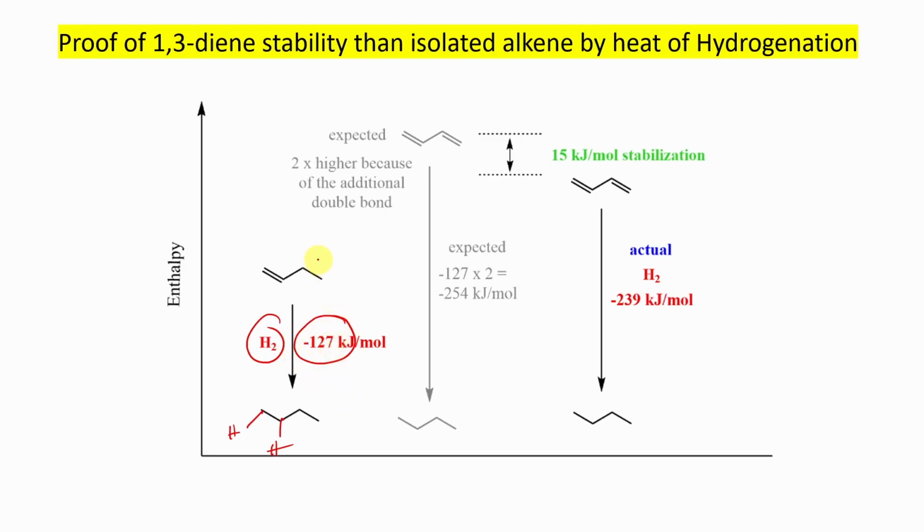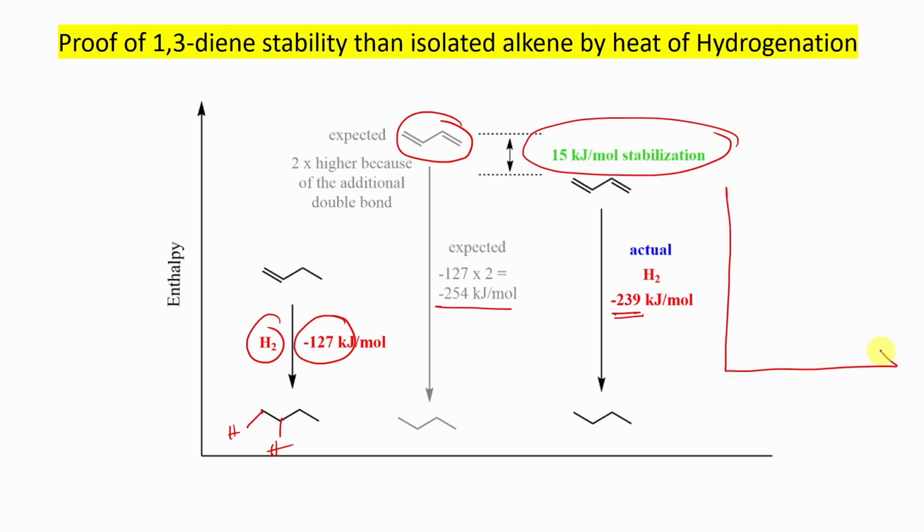So if you take butadiene, meaning just add one more double bond, what do you expect? Okay sir, 127 multiplied by 2, 254 kilojoule per mole of energy is expected to be released upon this hydrogen addition or catalytic hydrogenation. But how much is obtained here? Only 239. So 15 kilojoule of energy is missing. Why is this missing? Because of stabilization.